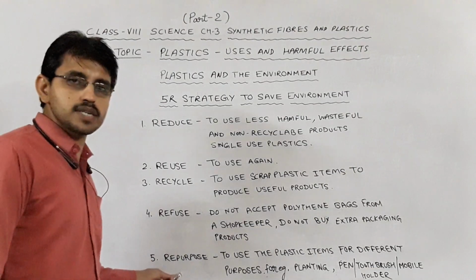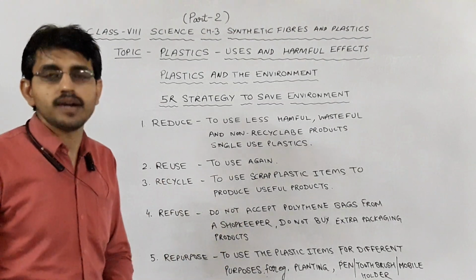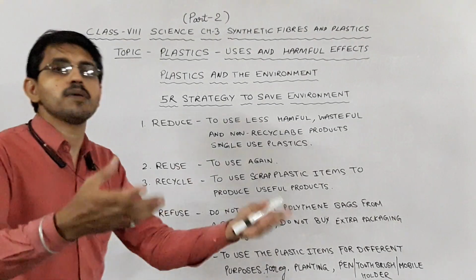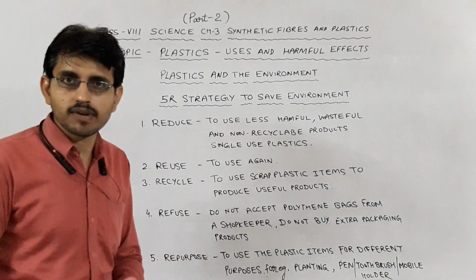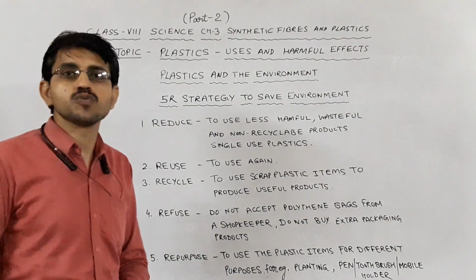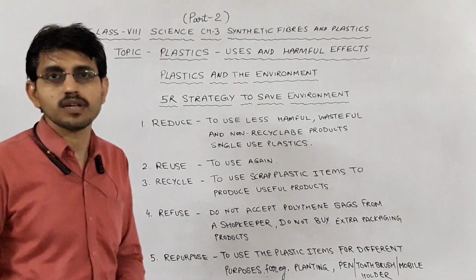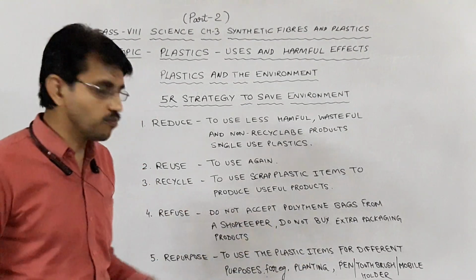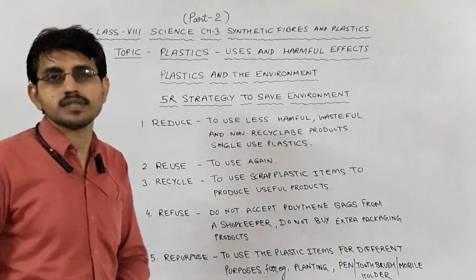And the next and last strategy is repurpose. Repurpose means you can use the old and discarded plastic containers from your home for some other purposes. For example, we have so many plastic bottles at our home, we can cut the bottle, the bottom half, and use it for plantation. Beautiful plantation can be done using plastic containers and plastic bottles. Similarly, we can also make a pen holder, toothbrush holder, or mobile holder by cutting plastic containers, shampoo containers, etc.